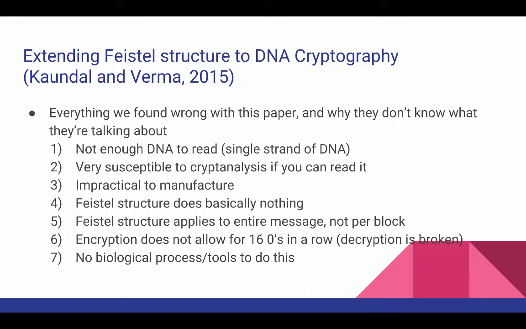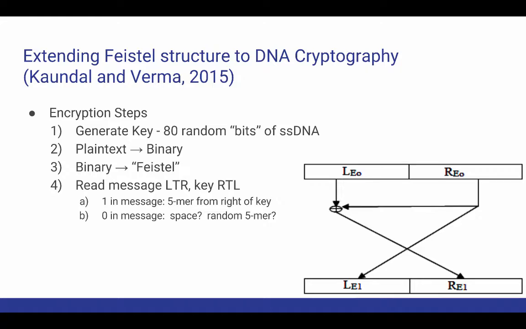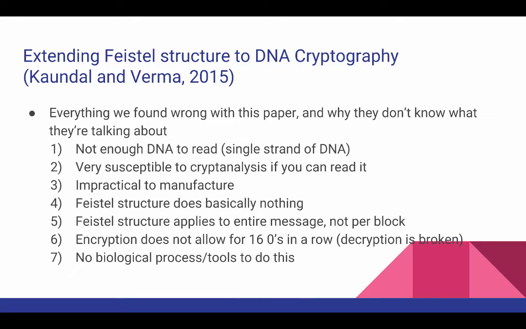Also, the Feistel structure does basically nothing, and if you look back a slide, this is the structure that they're showing for the entire message, not per block, and so that's not great. Also, we found a problem in the decryption where if there are 16 zeros in a row, then it just doesn't work. You don't know if those were there or not, or if there are even more than 16. There's also currently no biological process or tools to be able to do this, so that doesn't help either.